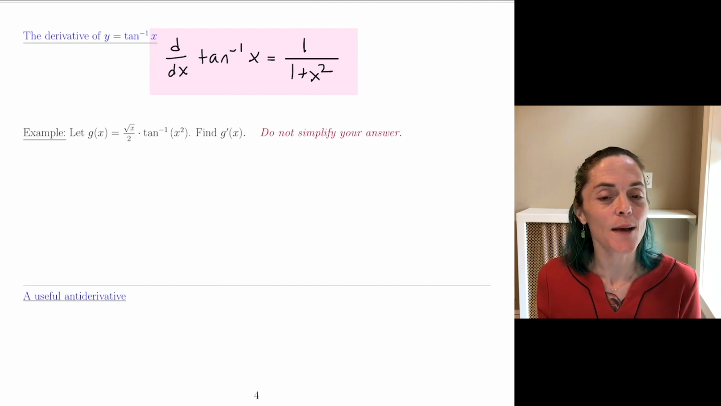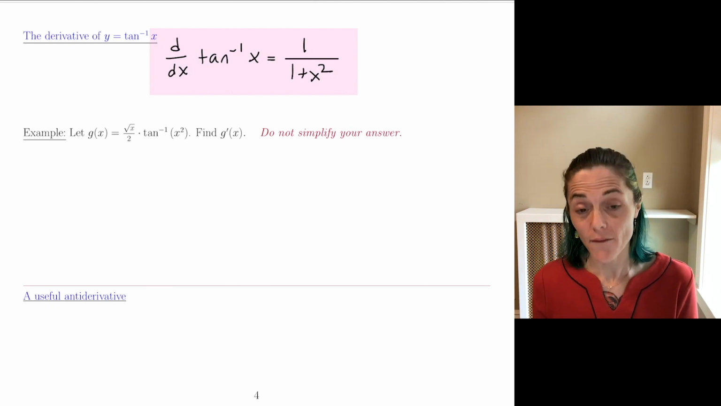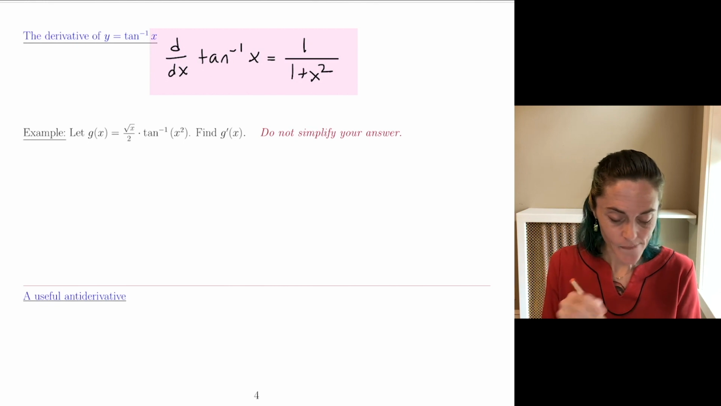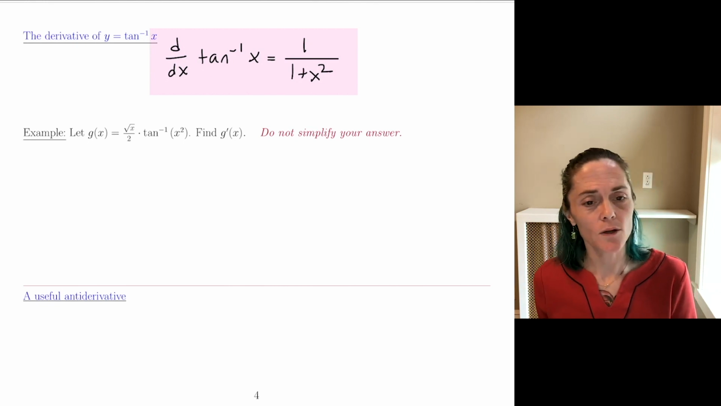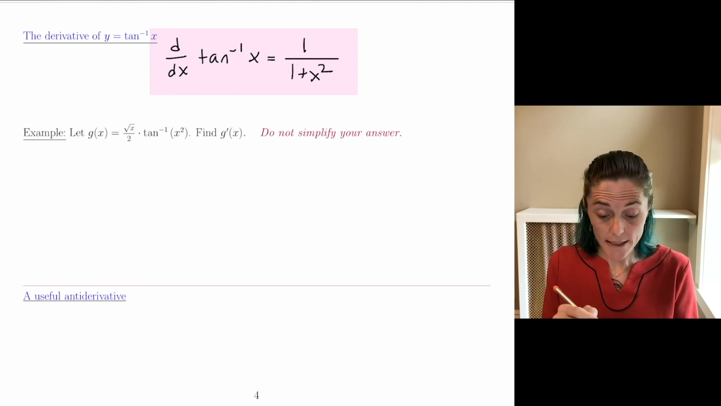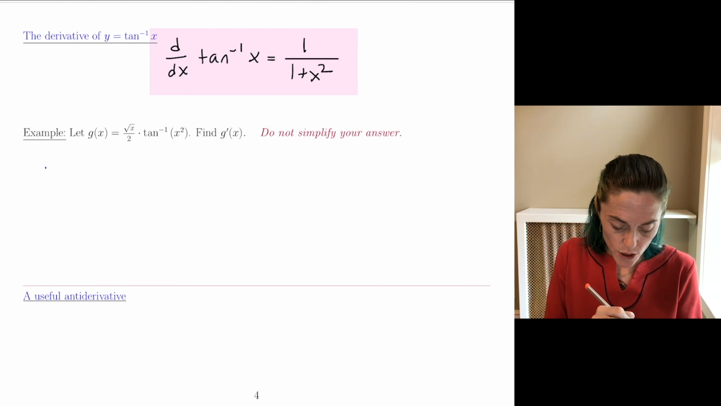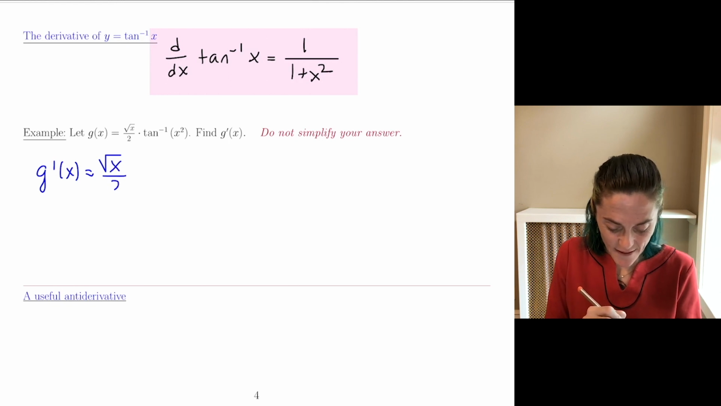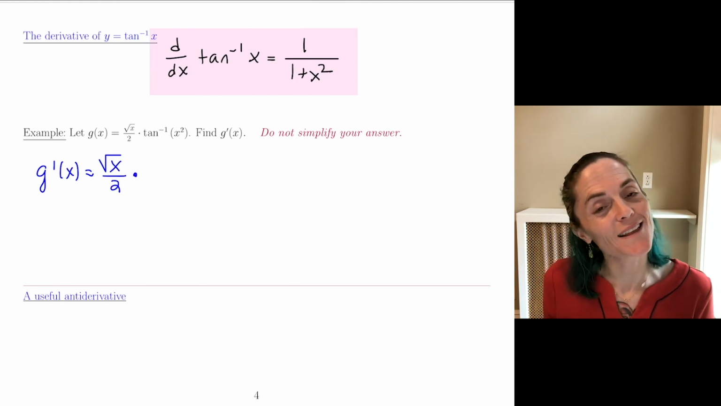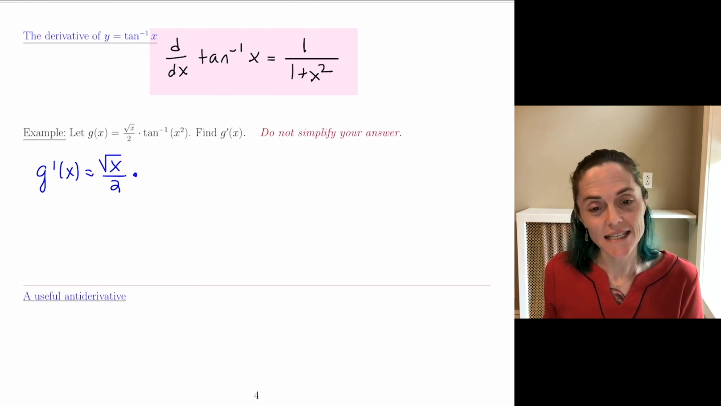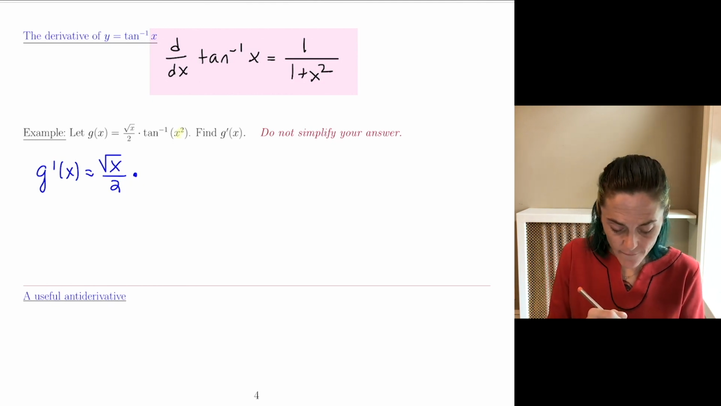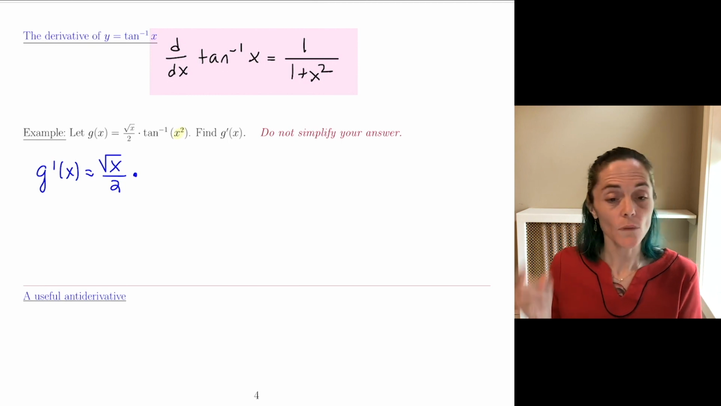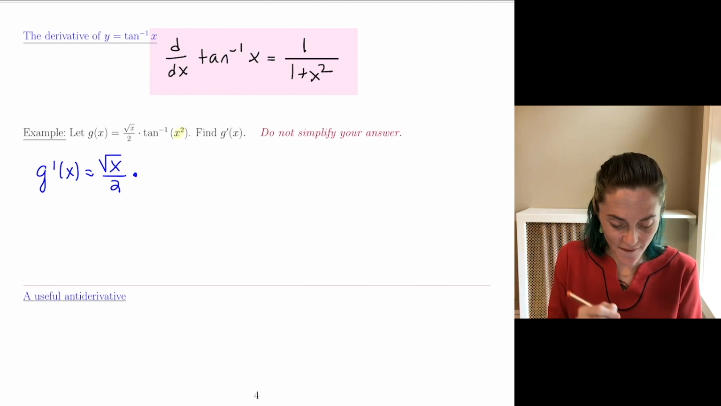Okay, so here's just an example where you can use that. I think this came off an old Calculus 1 final. We do not simplify, practice taking the derivative. Well, first thing I'll notice is I have a product rule. Here's my first, and here's my second. For g prime, we have the first, which is the square root of x over 2, times, well, when I go to take the derivative of the second, this is chain rule. You see, I have this inside function of x squared. So first, we take the derivative of the outside.